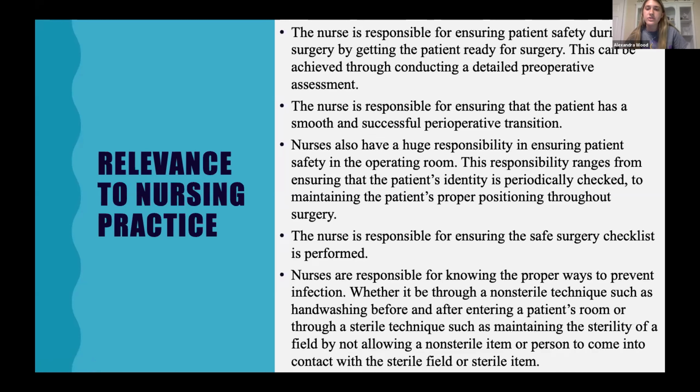Nurses also have a huge responsibility in ensuring patient safety in the operating room. This responsibility ranges from ensuring that the patient's identity is periodically checked to maintaining the patient's proper positioning throughout surgery. The nurse is also responsible for ensuring the safe surgery checklist is performed.